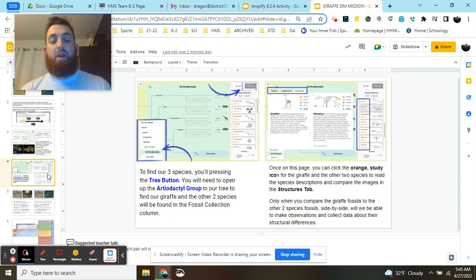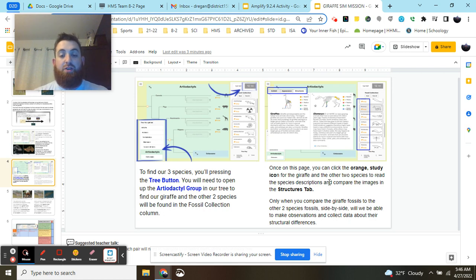So how this is going to work is you're going to dive into the sim and find our three species so that you can compare those structures just like in our card sorting activity. You'll press the tree button in the right hand corner. And you'll need to find the Artiodactyl group. This is where you'll find your giraffe. Okay, so you'll go into the tree to find our giraffe, and your other two species, the fossilized ones, will be in your fossil collection, all ready to go for you.